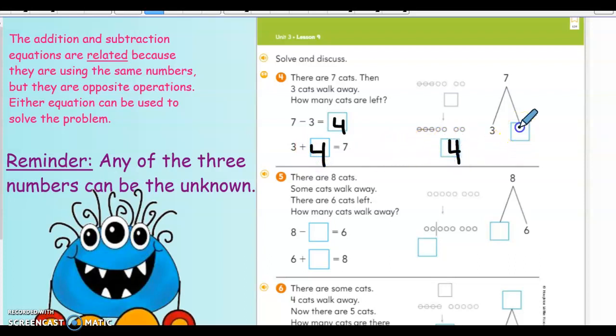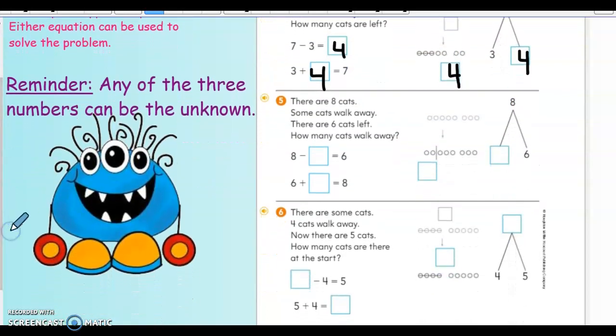Okay, also I want you to notice the similarities here between the math mountain and the circle drawing. The 7 dots are on the top, 7 is at the top. 3 is on the side here as a partner, 3 is on the side here as a partner, and 4 and 4. Okay, let's do another one.